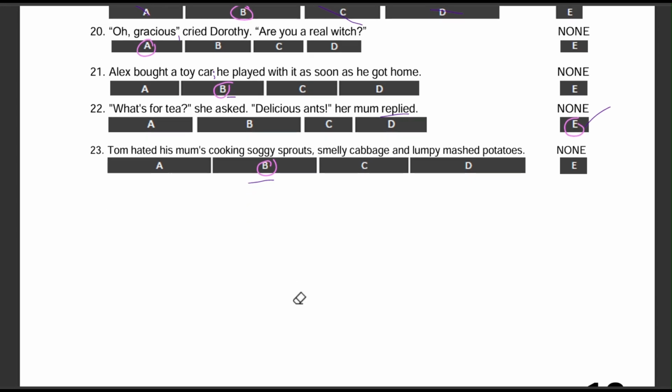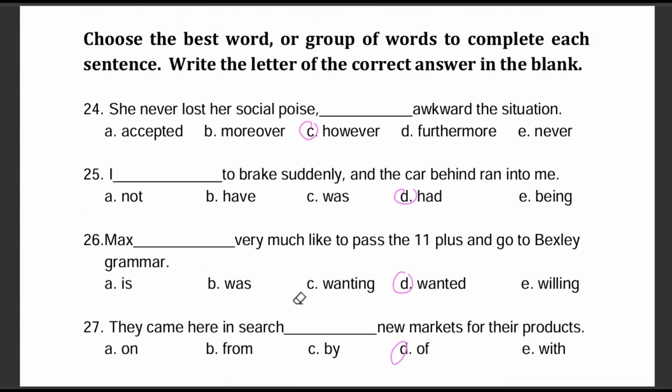Question 24. Choose the best word or group of words to complete each sentence. Write the letter of the correct answer in the blank. She never lost her social poise. Blank, awkward the situation. A, accepted. B, moreover. C, however. D, furthermore. E, never. Correct answer: C, however.